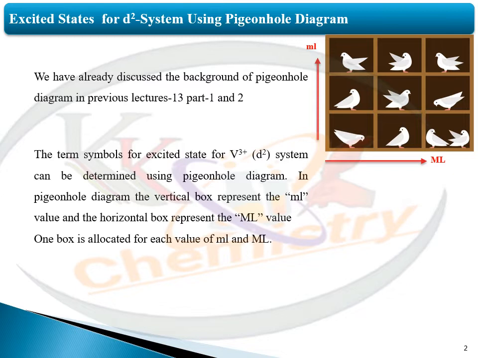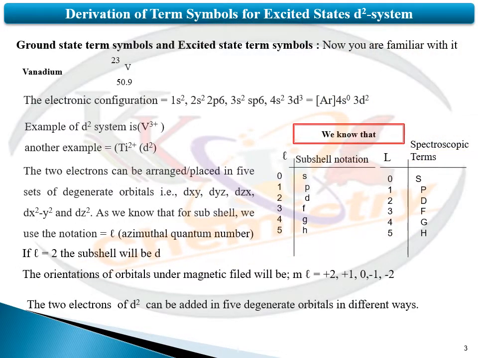In the pigeonhole diagram, there are two ML values. The smaller one represents the orientation of orbitals under a magnetic field, and the second one, the horizontal one, represents the ML value, or the total orbital angular momentum number. Now you are also familiar with the fact that in a pigeonhole diagram we have two types of term symbol, ground state as well as excited state. Here we will be taking an example of vanadium.